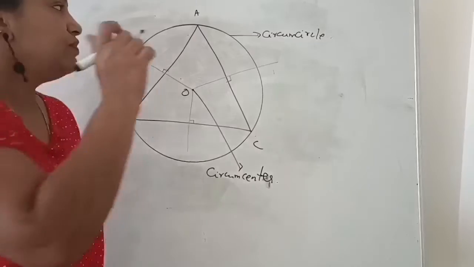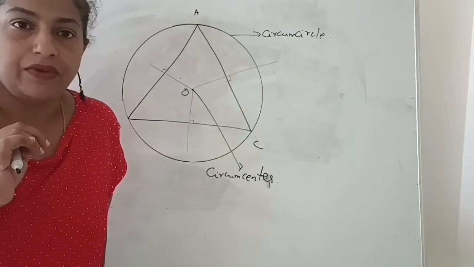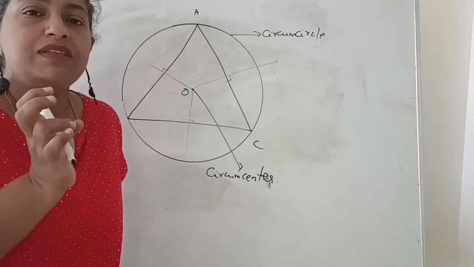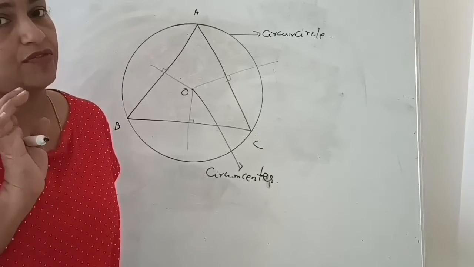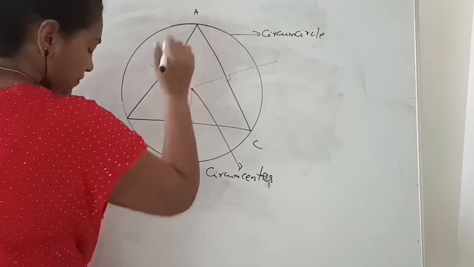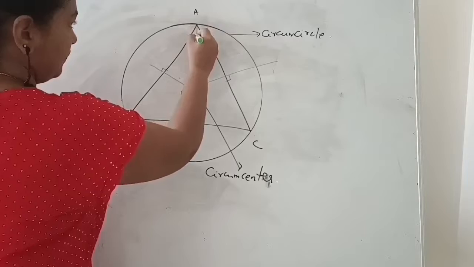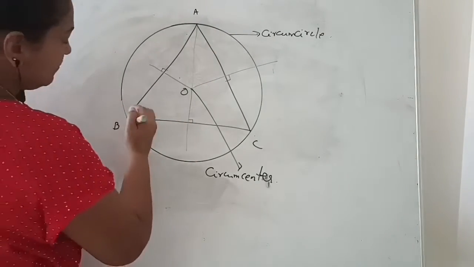Okay. Now you have a circle, you have a center. Now I need a radius. So the distance of any circle from the center to the circumference is called a radius. To any point in the circumference is called a radius. So the distance from here to here. This is my radius.